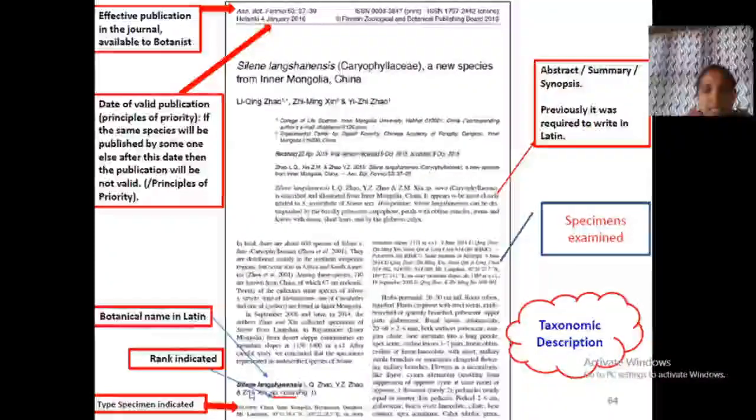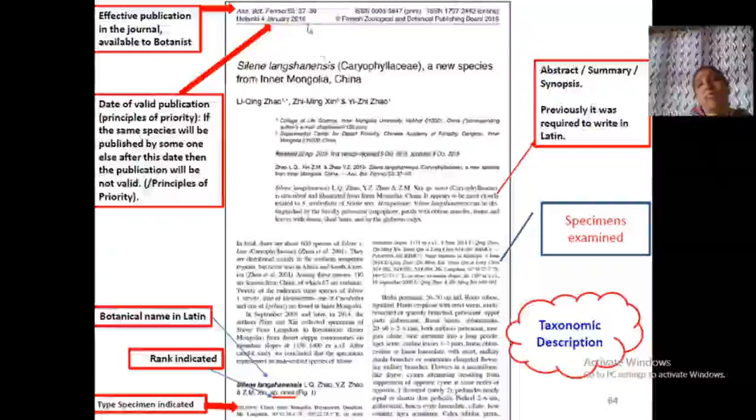See, this is the Silene species, there is its botanical name in Latin, and the rank indicated, species nova, means what? New species. Species is the rank, species nova. The type specimen is written here as holotype. Type specimen, holotype, deposited place, and everything is indicated here. So type indicated, rank indicated, botanical name indicated. See, date of valid publication. This is very, very important, 2016.